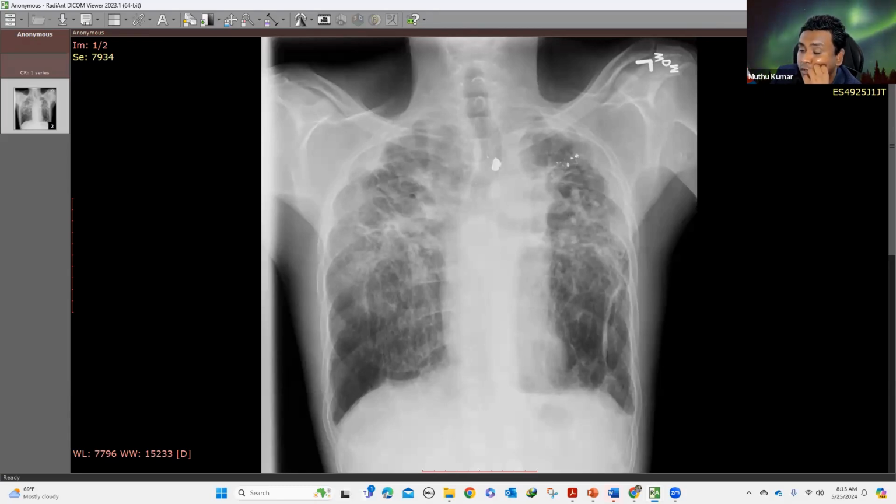Good thought, PMR for old TB. Excellent. Good thought, PMR for old TB. Fibrotic. Okay, good. You guys have made all the findings.